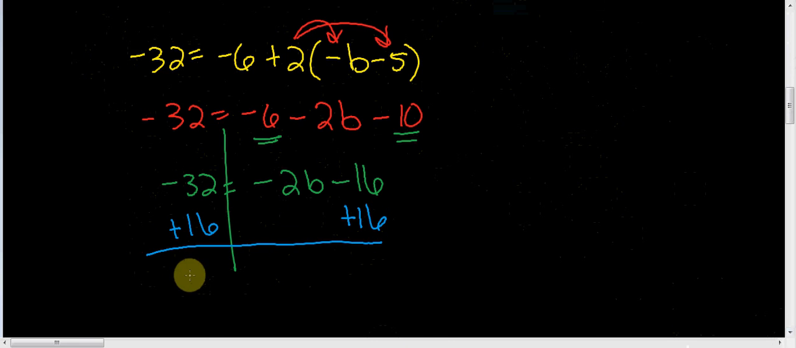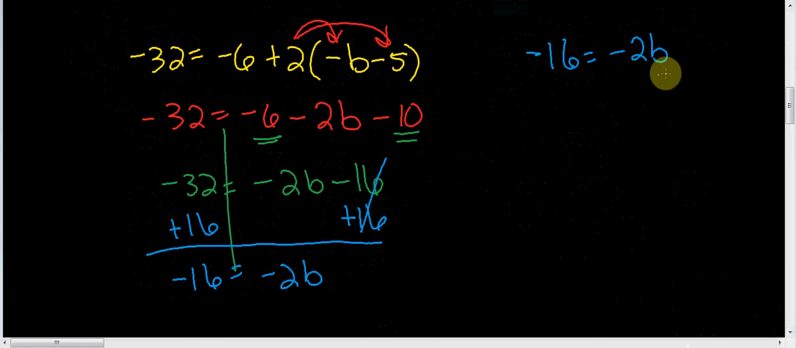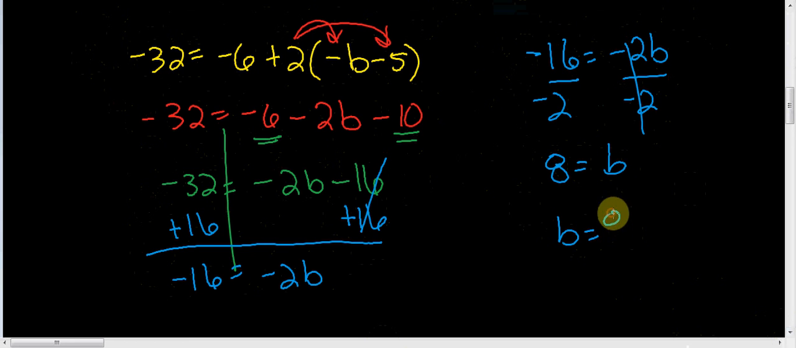Negative 32 plus 16 is negative 16. I have negative 2b, and those cancel. So we have negative 16 is equal to negative 2b. And if we divide by negative 2 on both sides, we get 8 is equal to 1b, and that is our answer. 4 steps and we're done. Distribute, combine like terms, either add or subtract, and multiply or divide. All these problems you're going to have to divide. Alright, one more problem here.